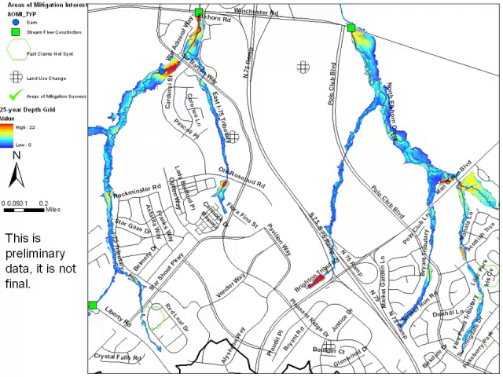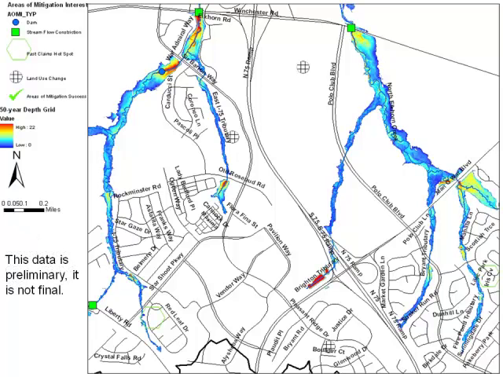This map depicts the estimated depths for the 4% annual chance or 25-year flood event. This map depicts the estimated depths for a 2% annual chance or 50-year flood event. This map depicts the estimated depths for a 1% annual chance or 100-year flood event.